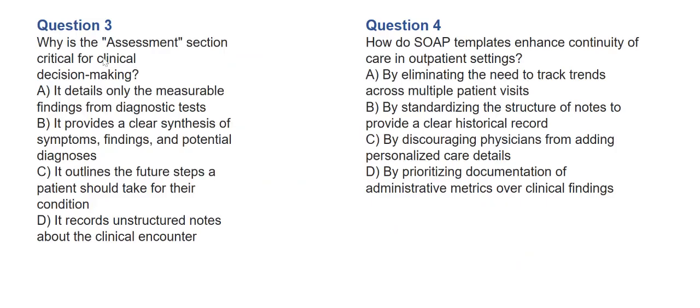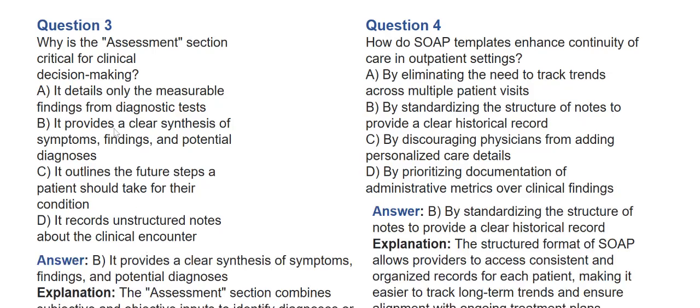Question 3. Why is the assessment section critical for clinical decision making? A. It details only the measurable findings from diagnostic tests. B. It provides a clear synthesis of symptoms, findings, and potential diagnosis. C. It outlines the future steps a patient should take for their condition. Or D. It records unstructured notes about the clinical encounter. It is B, as it provides a clear synthesis of symptoms, findings, and potential diagnoses.